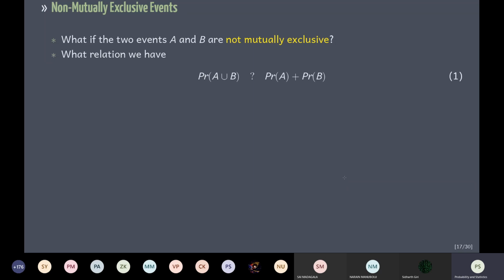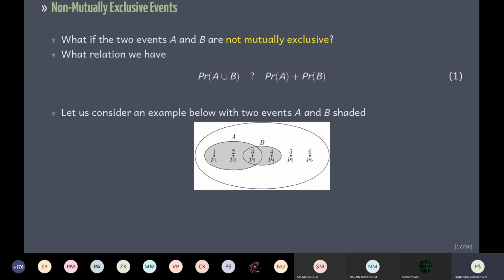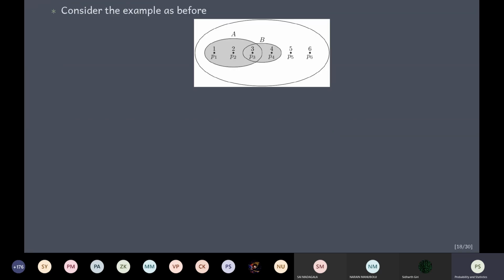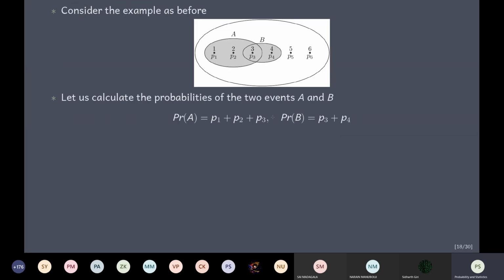So what we are leading into, as I said, is the cases where we have non-mutually exclusive events. So does this relation hold? What should hold here if A and B are not really mutually exclusive? Let us consider the two examples where A and B are not mutually exclusive. In other words, A and B do intersect. So for the events A and B, which relation holds? Okay. So this continued with this example.